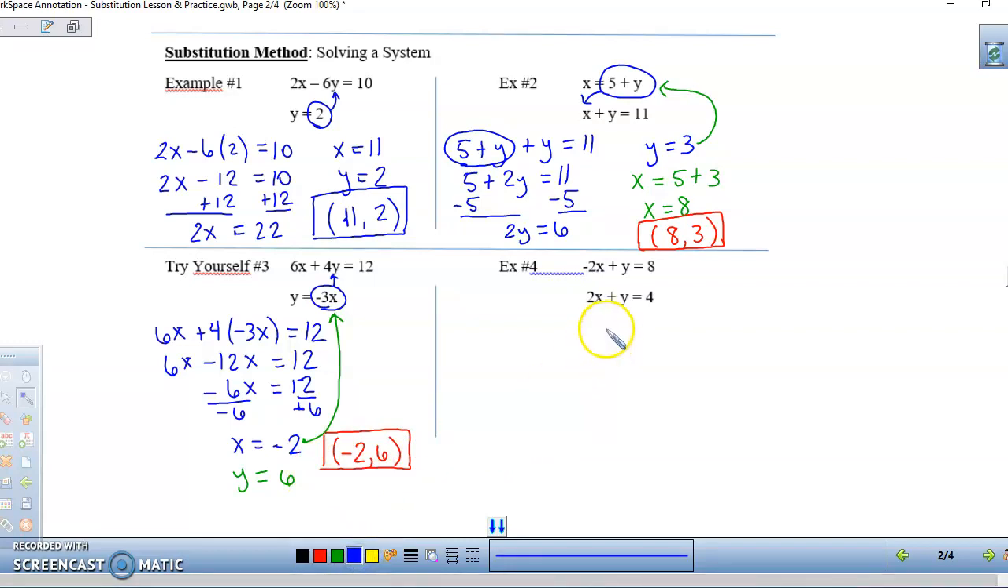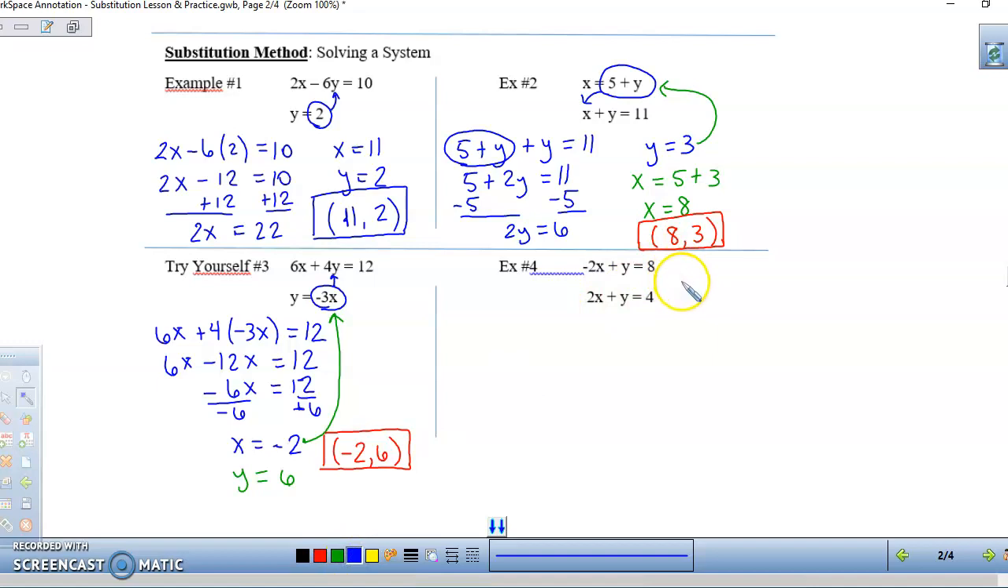Okay, last one. So this is the hardest version. And the reason being is that I don't have x or y by itself. So if you look at example 2, x is by itself, so I take that expression, substitute. Example 3, y is by itself, so I take that expression and I substitute. Here I don't have that. So you have to look for something to move around.